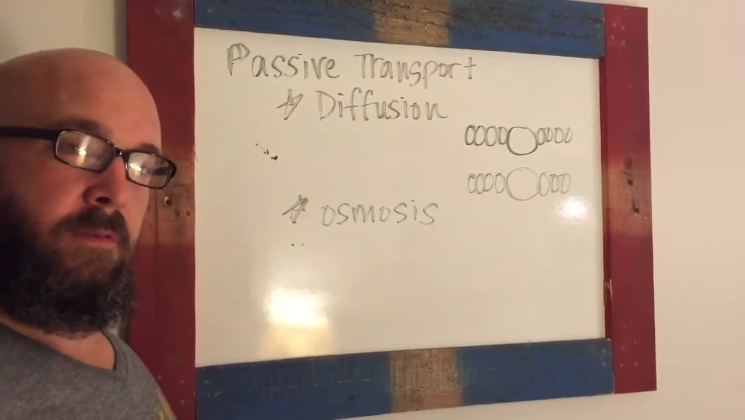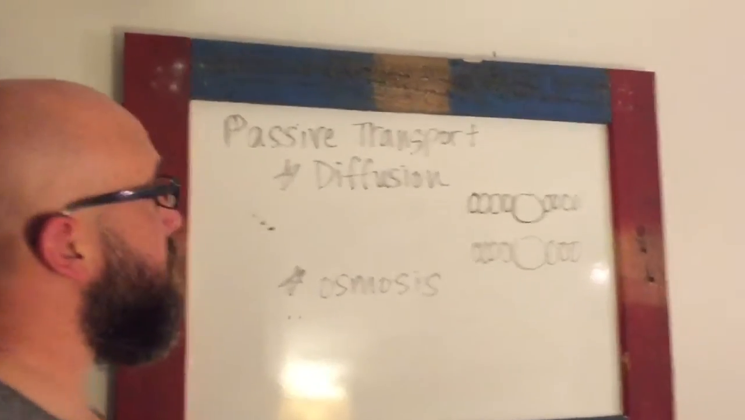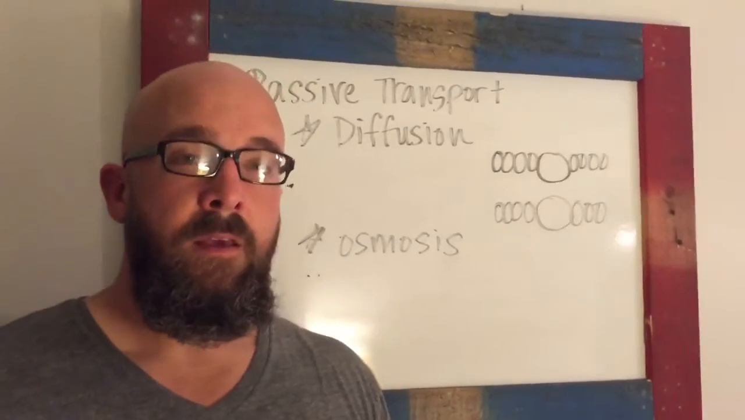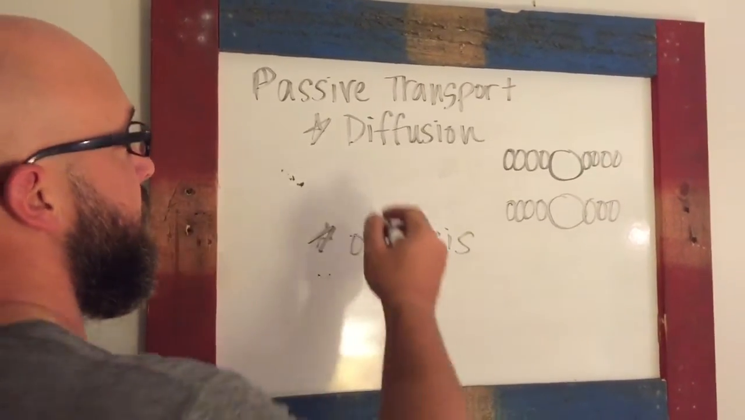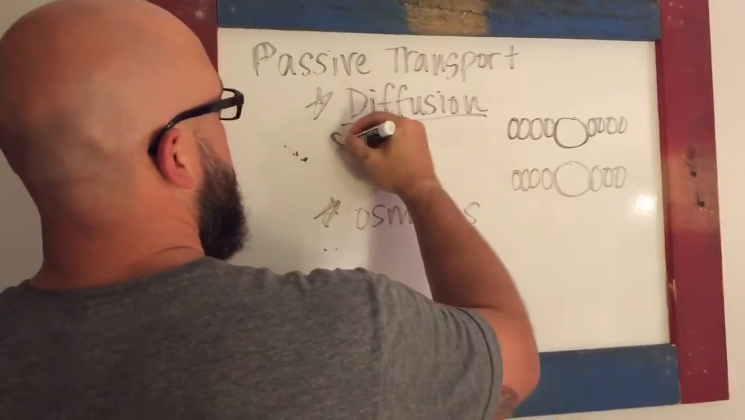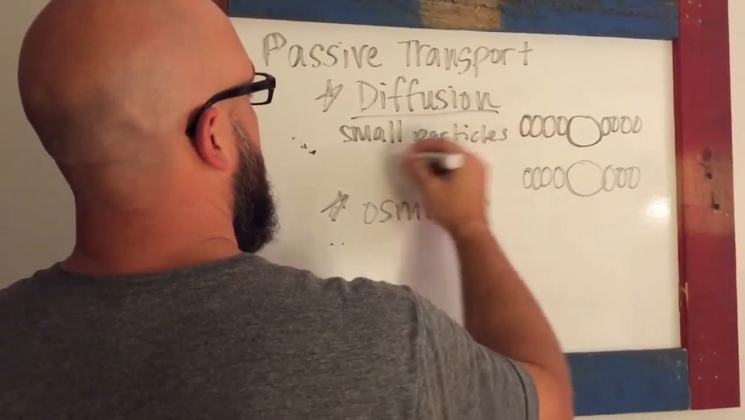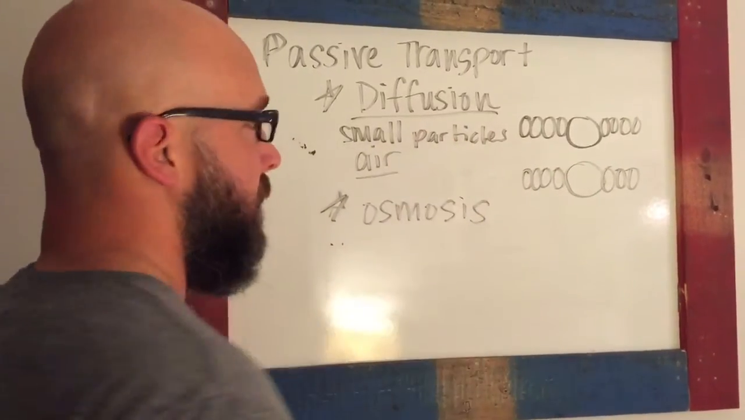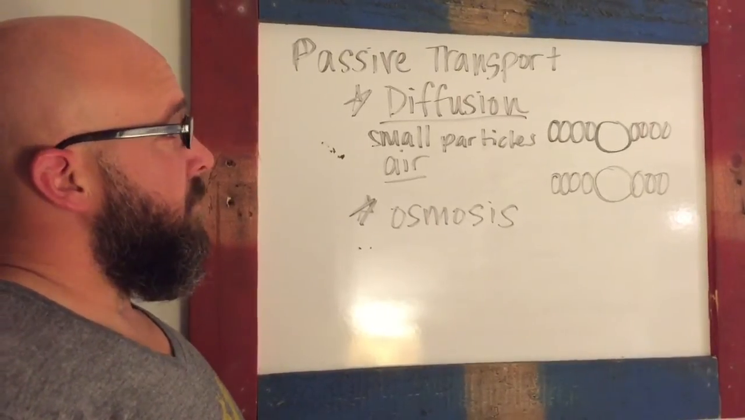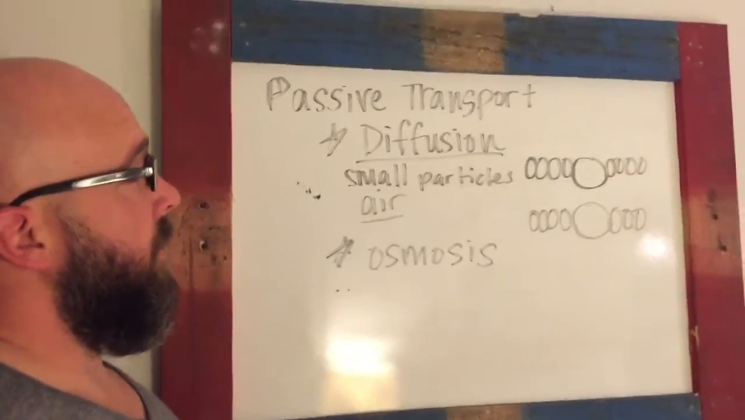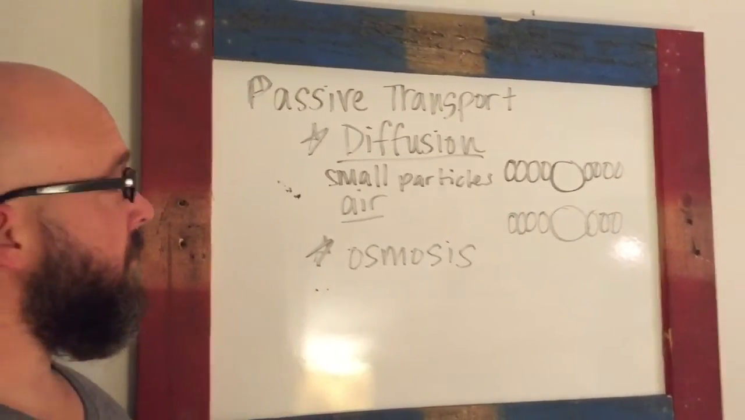All right, so moving into and out of the cell. There's two main ways that things move in and out of the cell. The first one is diffusion. Diffusion is for very small molecules, for the most part like air, carbon dioxide and oxygen mainly. These are very small molecules, and they have to be able to move freely in and out of the cell.